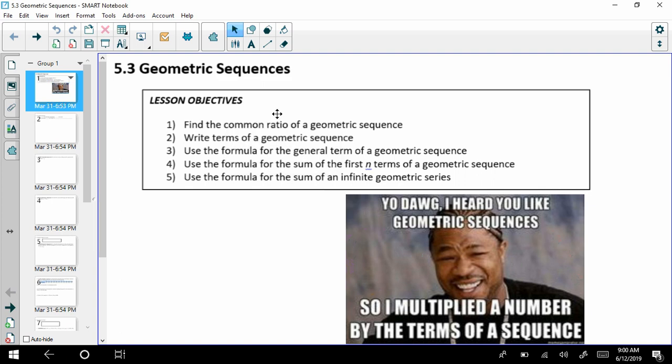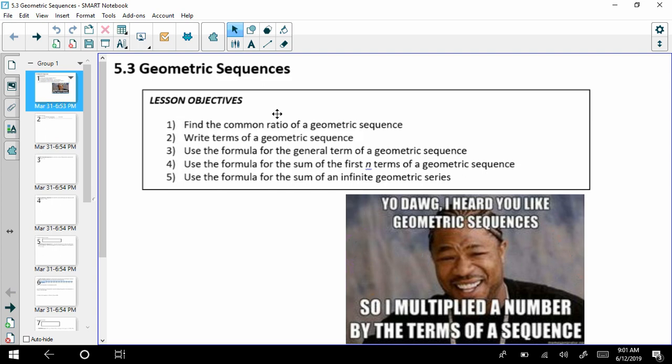The last section of this unit, 5.3, is on geometric sequences. So very much like 5.2 was on a specific type of sequence, so is this one. We know arithmetic sequences involved adding from one term to the next. Geometric sequences also involve a specific operation to get from one term to the next. Since it's a specific type, it will have its own formula.